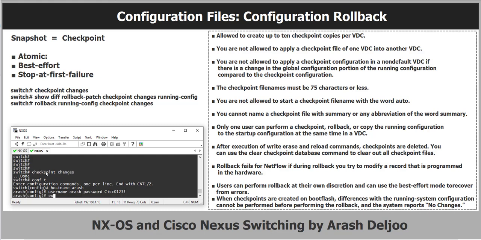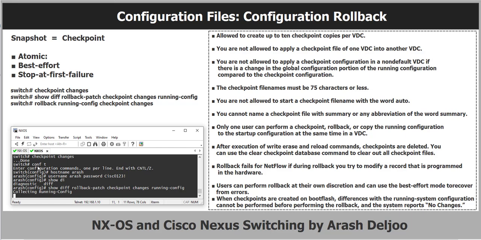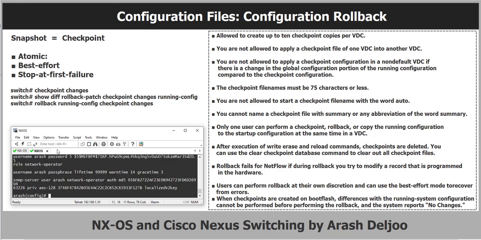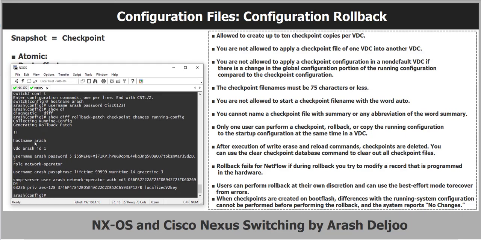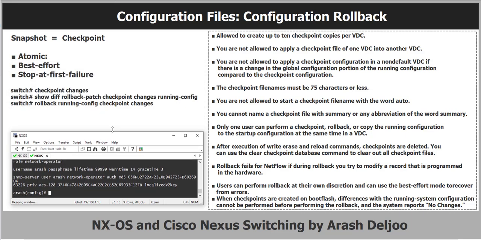Now let me use show diff rollback patch checkpoint change running config. As you can see here we have these differences. Let me show you. The differences are the hostname and also the username I configured, and some other things related to the username. All of them are related to the username we configured. And now we have this change.